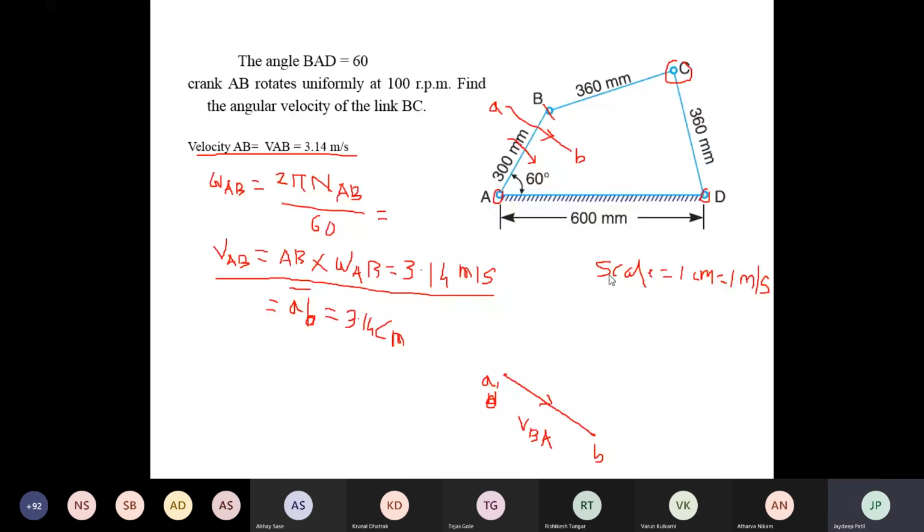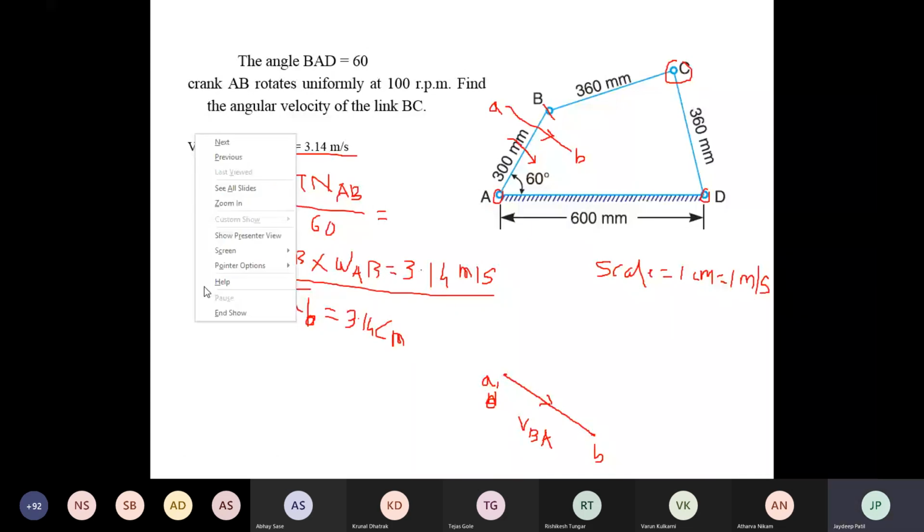Okay, now come to the point. Once you find out the velocity of AB by using the given input. It is given that the rotation of the link AB is 100 rpm. By using this, you have to find out omega AB. Then you have to find out the velocity of AB by using the formula AB into omega AB, which is 3.14 meter per second. Now you have to draw the vector diagram. Take the scale as 1 centimeter equals 1 meter per second.